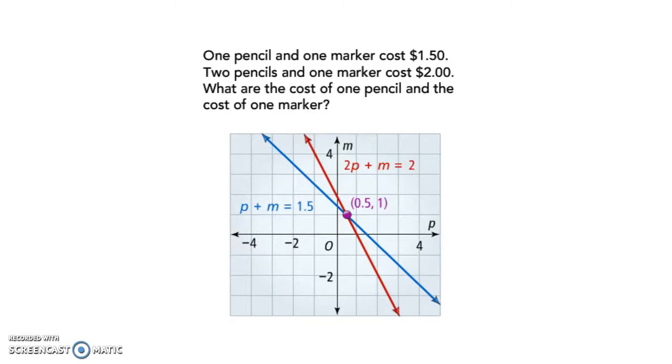Okay, so looking here, we have 1 pencil and 1 marker costs $1.50. 2 pencils and 1 marker cost $2. What is the cost of 1 pencil and 1 marker? If we look at the graphs of the 2 lines, we see that they cross right here. That point is (0.5, 1). That point represents their point of intersection. That would be the point that they have in common. Okay, so that would be the point where P, the pencil, costs 50 cents, and M, the marker, costs $1.